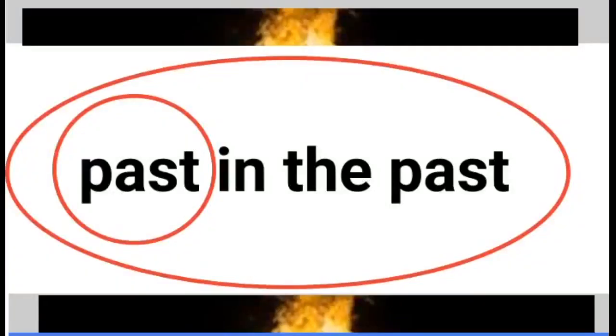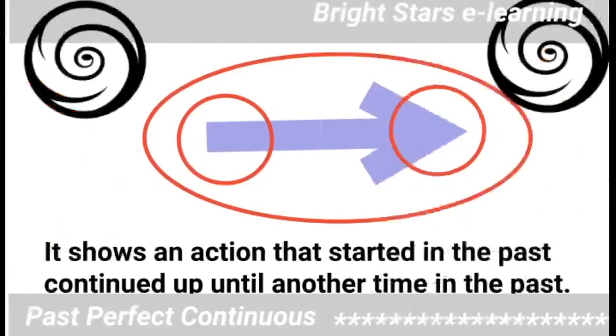So past perfect continuous tense is also past in the past. It indicates past in the past, just like that of past perfect tense. Some action starts in the past and ends in the past. You can see it like this. It shows an action. What is meant by action here? Here action means a verb. Action means a verb that started in the past and continued up until another time in the past. This is called past perfect continuous tense. Let us see.